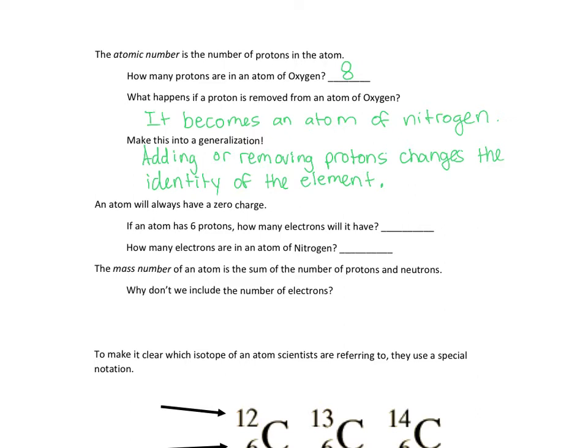So, new rule, an atom will always have a 0 charge. That is what makes an atom an atom. All of our charges are balanced out. So, if an atom has 6 protons, how many electrons does it have to have? Well, we learned on that chart on the other page that protons are kind of +1 charges and electrons are -1 charges. So in order for me to balance out 6 protons, I have to have 6 electrons. Okay?